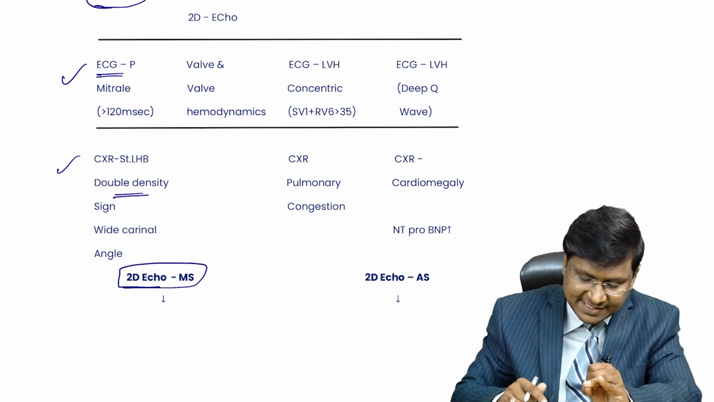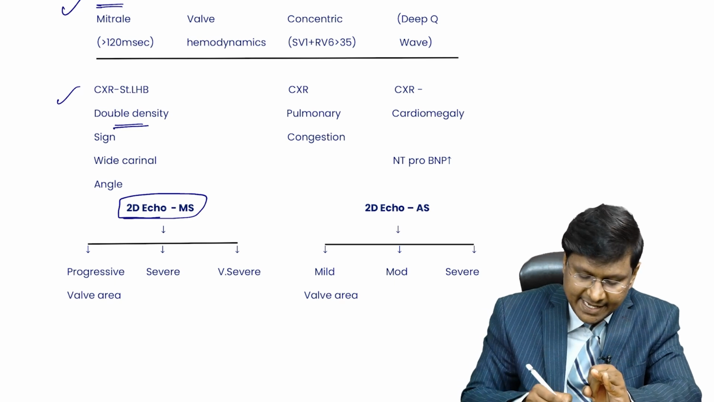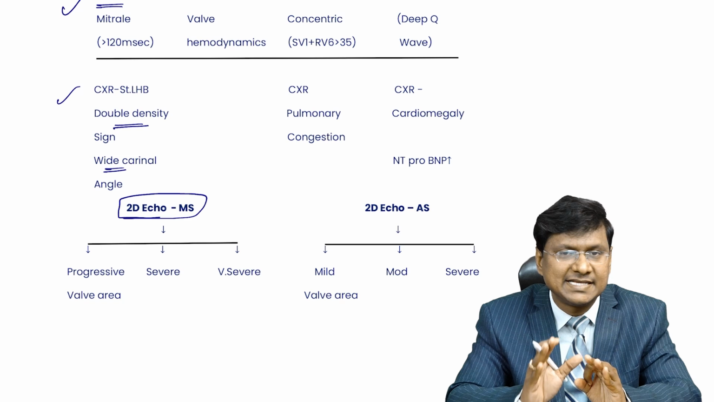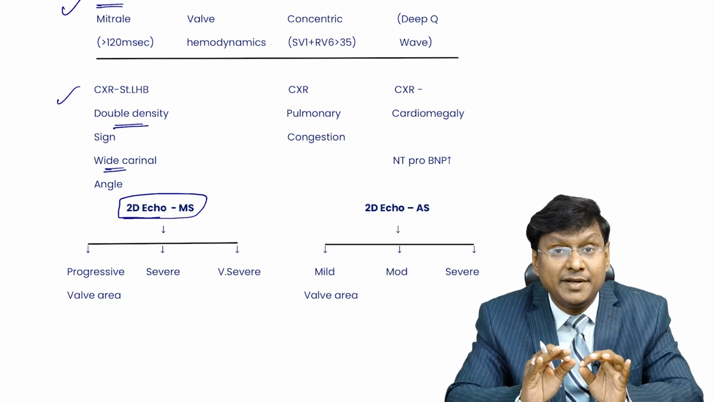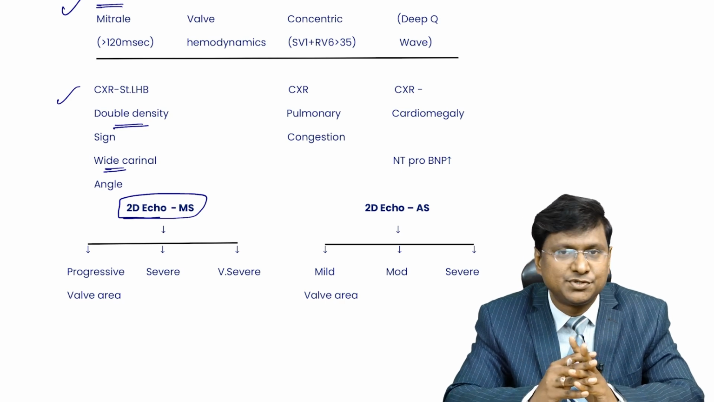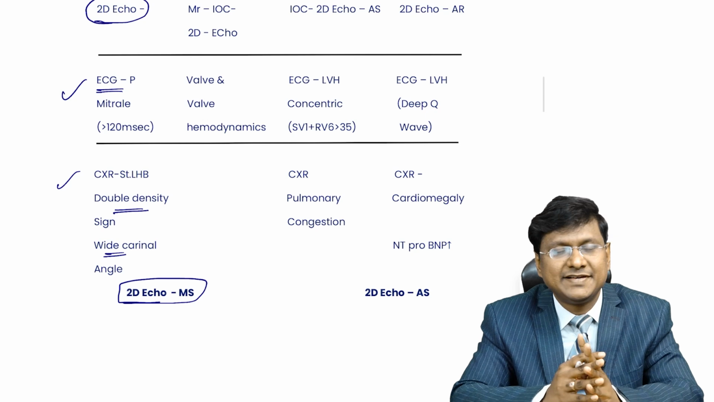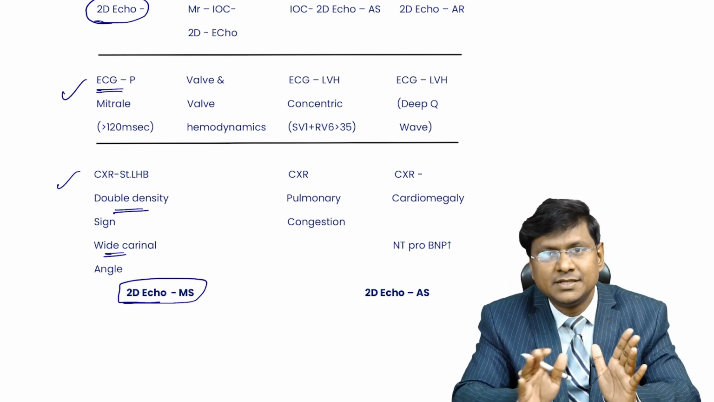And you will have the double density sign, which is also due to left atrial enlargement, and there will be widening of the carinal angle, which is again due to left atrial enlargement, right? And there will be prominent pulmonary arteries, which is due to pulmonary hypertension. So these are the investigations that you will have in patients with MS, right? But the first line investigation is the 2D echo.